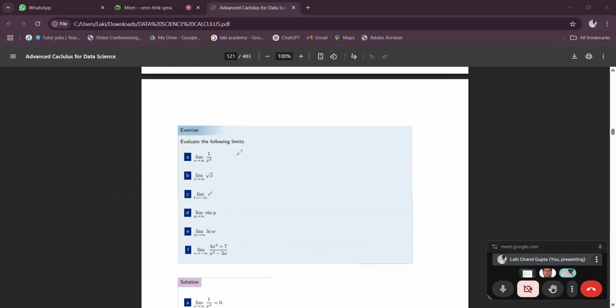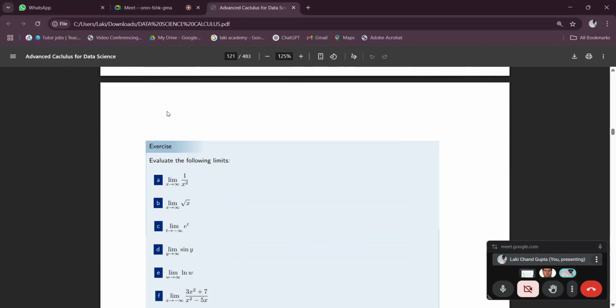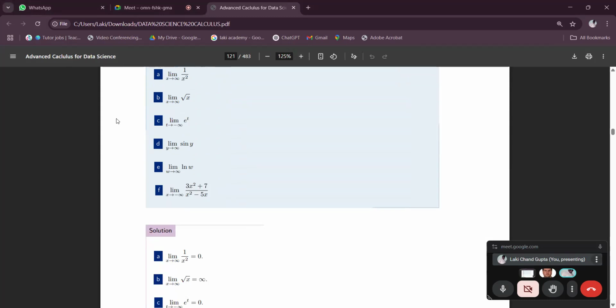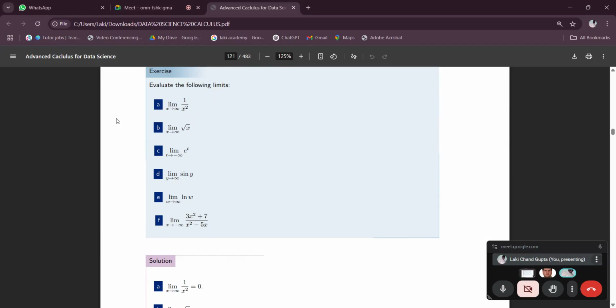Suppose you want to evaluate this. If the value of x is going towards infinity, then what will be the value of 1 upon x square? Then you have no option. You have to put infinity directly in the denominator. Infinity square is always infinity, right? So 1 upon infinity. Always remember 1 upon infinity is 0. So you will get 0, right?